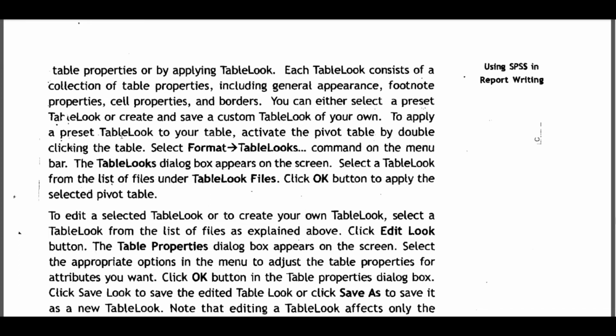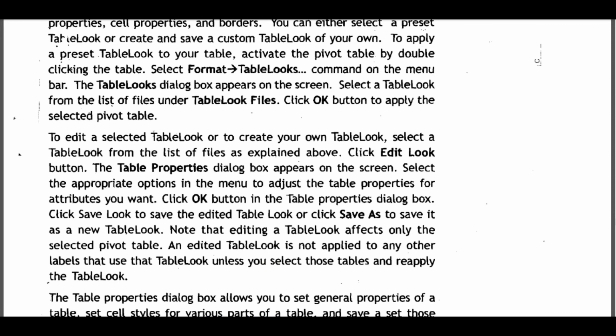To apply a preset table look, activate the pivot table by double clicking the table. Select the Format, Table Looks command in the menu bar. Then the Table Looks dialog box will appear on the screen. Select a table look from the list of files under Table Look Files. Click the OK button to apply the selected table look to the pivot table.